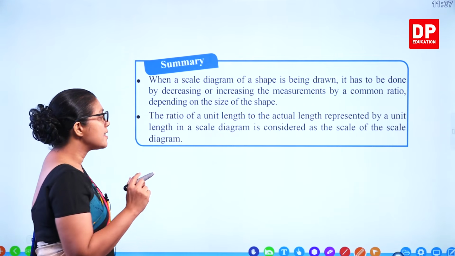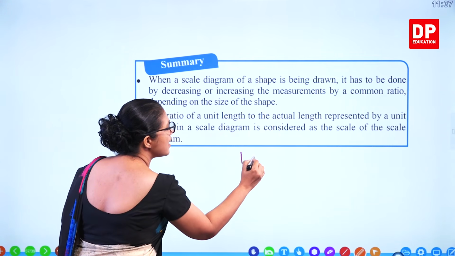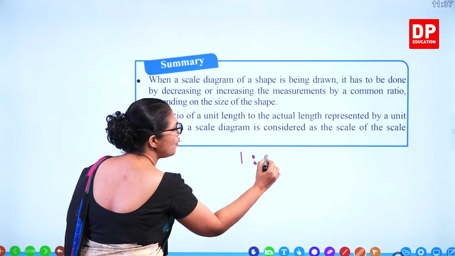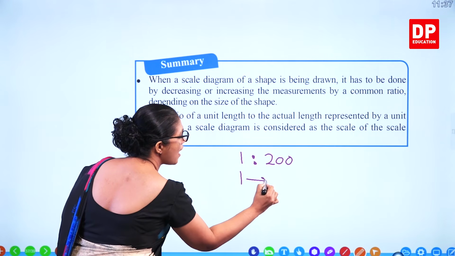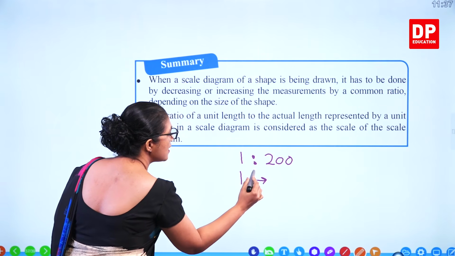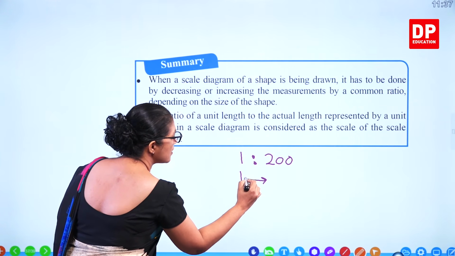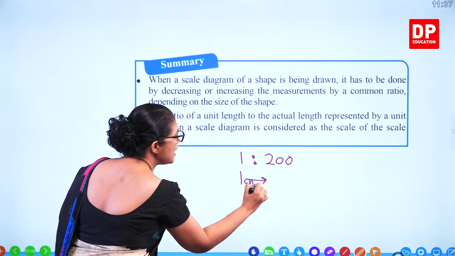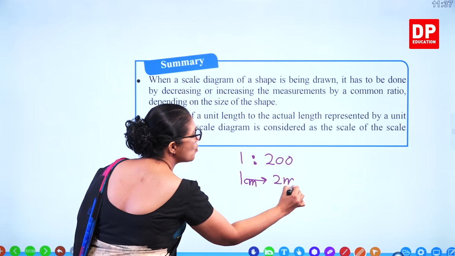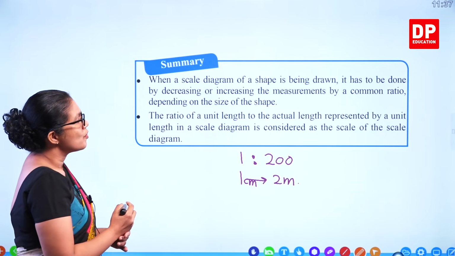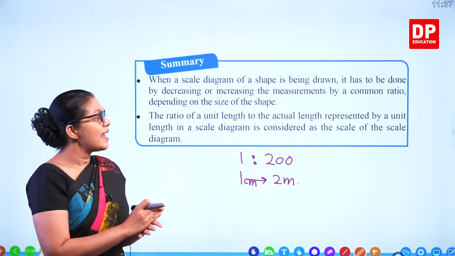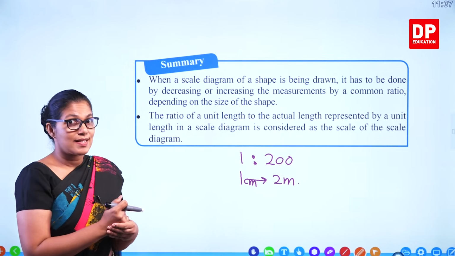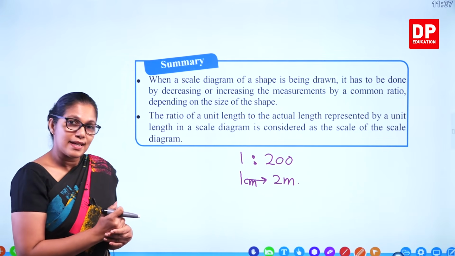When you are writing the scale, you can write it as a ratio, or you can use an arrow to represent the scale. So you can say 1 centimeter represents 2 meters. So you can draw big diagrams to a scale and practice how to make a scale drawing.